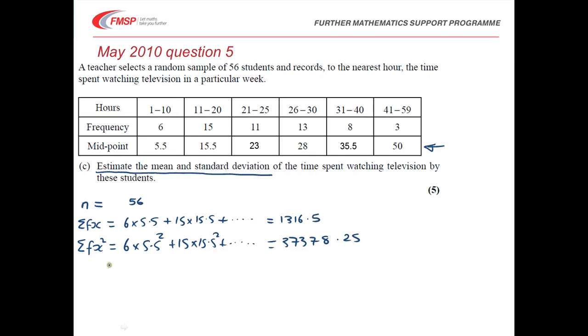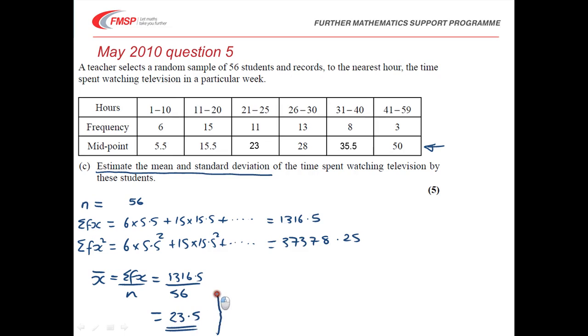Now, as I say, these are the key measures. Okay, so I'm going to now work out the mean. So the mean is the sum of fx, in this case, divided by n, which is going to be 1316.5 over 56. And that's going to give me a value of 23.5. Now, please remember 1316.5 over 56 is not a fraction. So you do need to do something with it. So the easiest thing is to convert it to a decimal.